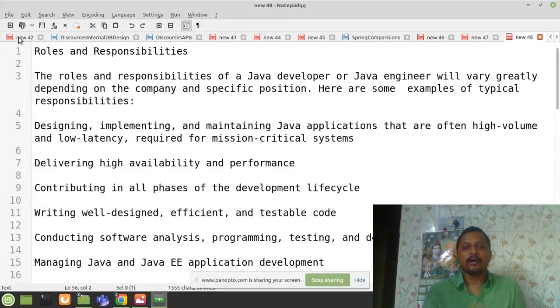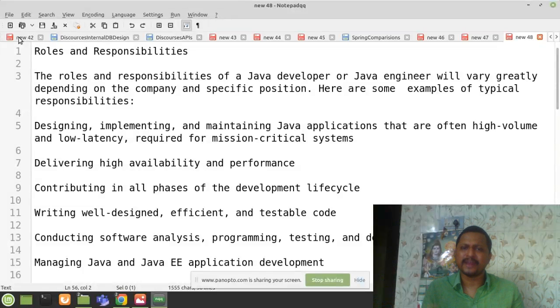Next, coming to writing well designed, efficient and testable code. We already discussed this in the development life cycle. Any developer needs to be well designed for any requirement. For example, if login functionality is your requirement, then for that he must have a well designed back end, and also he must have an efficient approach to develop that login functionality. For example, he must have the DB design, or domain design, or any backend Java design.